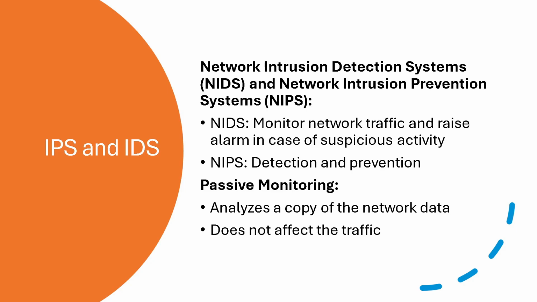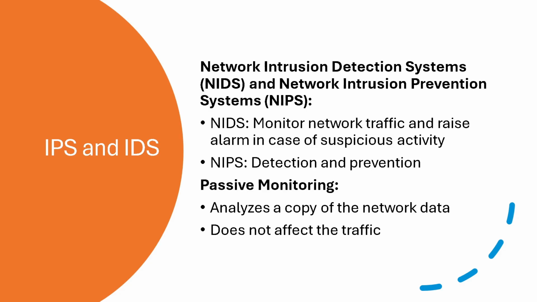IPS and IDS. A network intrusion detection system, or NIDS, monitors network traffic and raises an alarm in case of suspicious activity. A network intrusion prevention system, or NIPS, detects network activity and also prevents any suspicious activity.